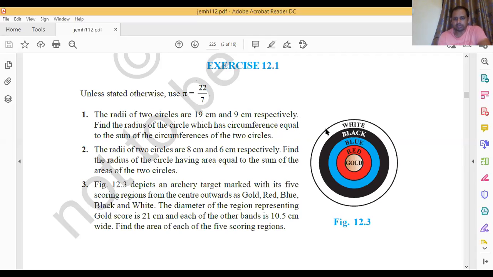Hope this question is clear to everyone. See, if you solve this one, first of all, you have to find the area of gold. Here, if you find the area of gold, the radius will be what here? 21 by 2. It is very simple. The area of gold equals to what? Area of this circle, the inner circle. Therefore, the area of the inner circle is nothing but pi r square, where r is 21 by 2, that means 10.5. Let's see the solution.